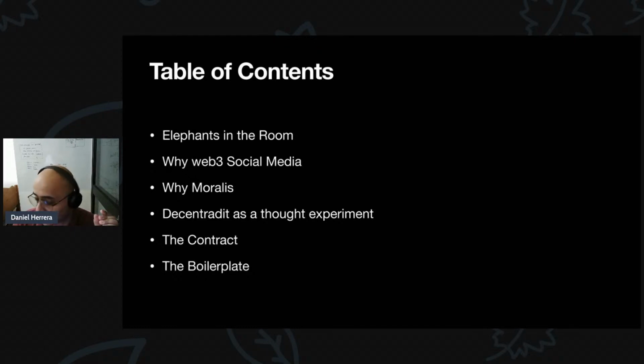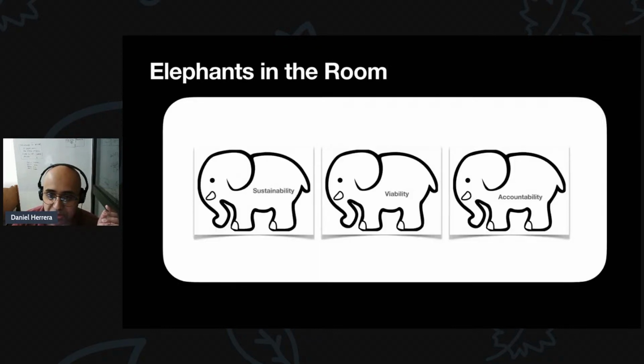So let's start. I want to start with the elephants in the room. And the elephants in the room are the following. Let's go to the first slides. The elephants in the room regarding Web3 social media are sustainability, viability, and accountability. And what the hell do we mean by that, right?